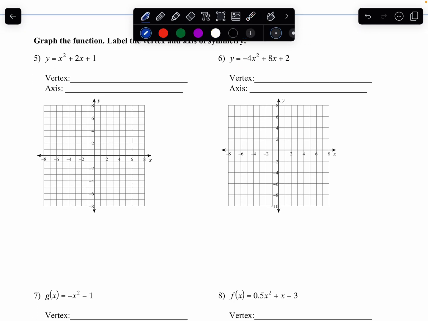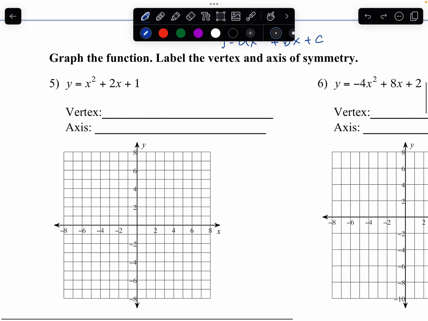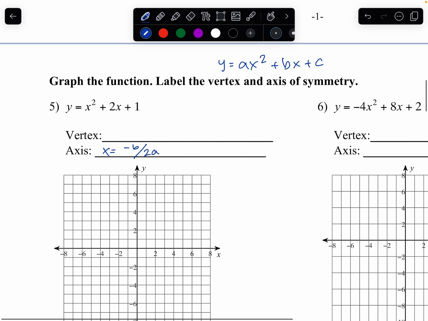So the first thing we're going to do is find the axis, and that will help us find where the vertex is. There's a formula for the axis. x is equal to negative b divided by 2 times a. And b is going to be the coefficient of the middle term, the term with just an x, and a is going to be the number in the leading term, x squared.